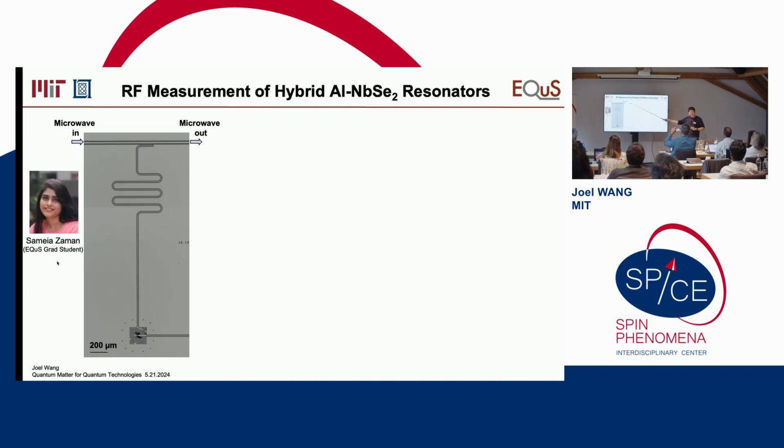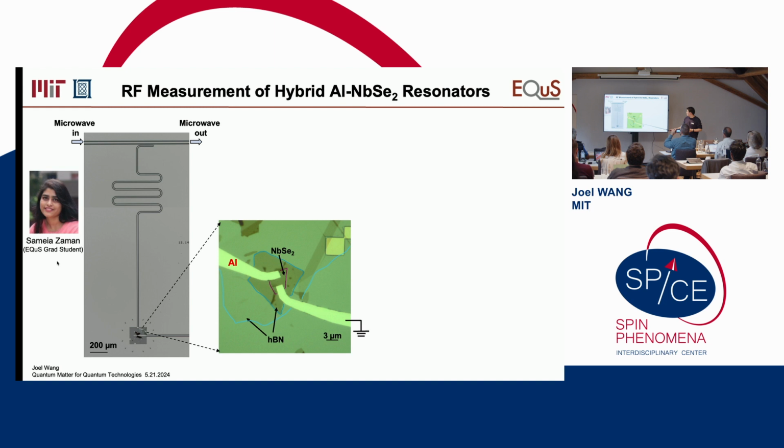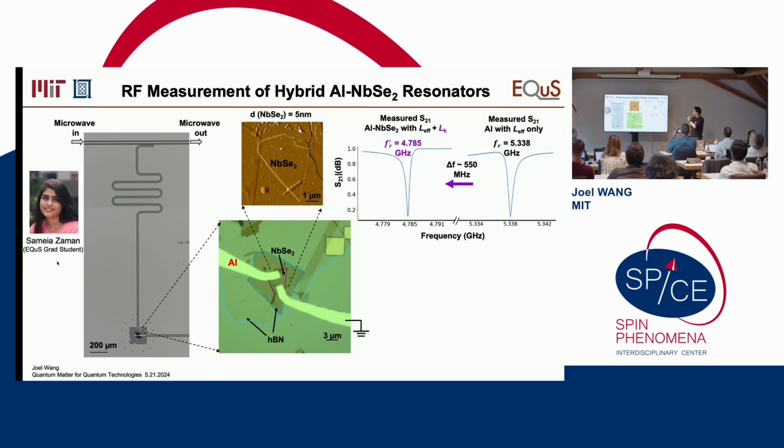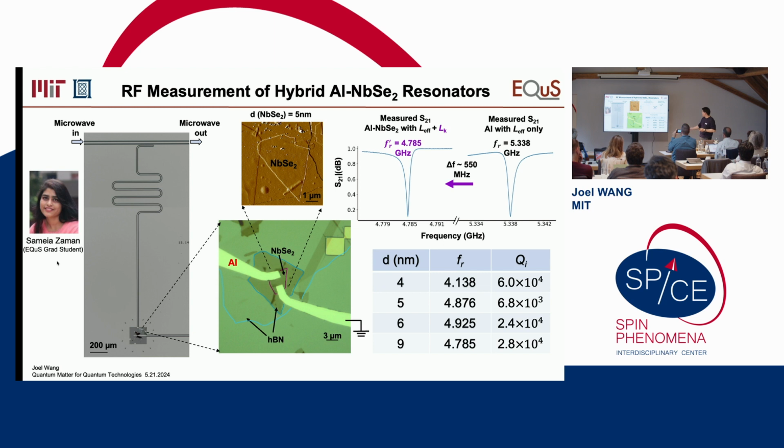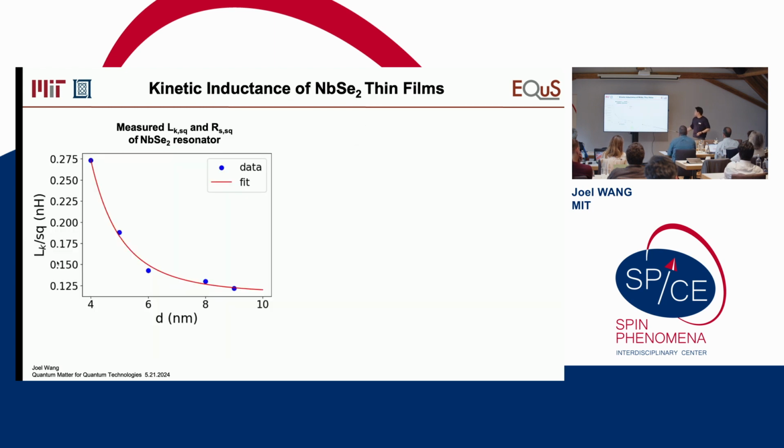So we use exactly the same circuit, but we coupled an encapsulated niobium diselenide superconductor with 1D edge contact to the resonator. And so this is a device. And with the same idea, you can shift the resonance frequency because of the contribution of kinetic inductance. And we study this material as a function of thickness. And you can see that when we go thinner and thinner, the kinetic inductance becomes larger and larger per square.